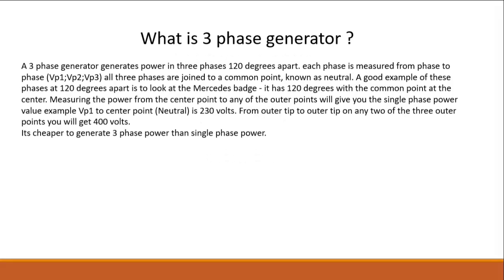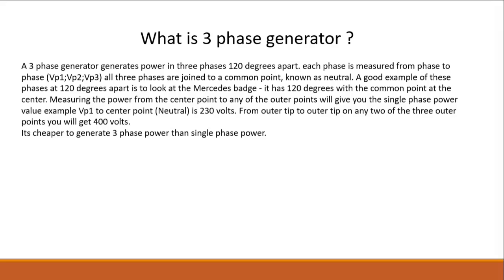So let's start. What is a three-phase generator? A three-phase generator generates power in three phases 120 degrees apart. Each phase is measured from phase to phase, like V phase 1, V phase 2, V phase 3. All three phases are joined to a common point known as neutral.